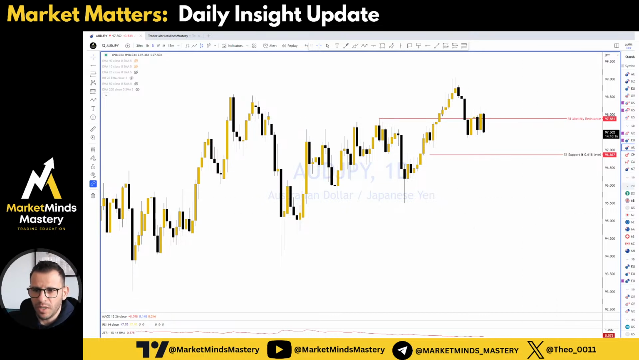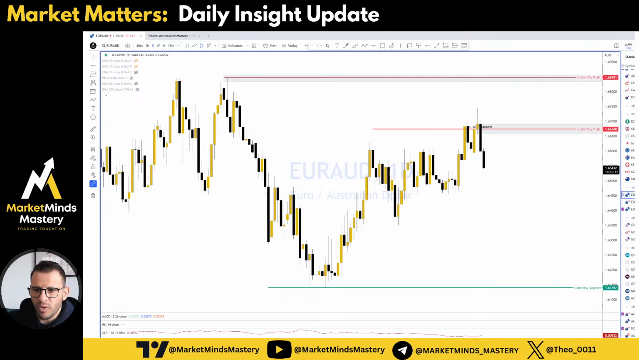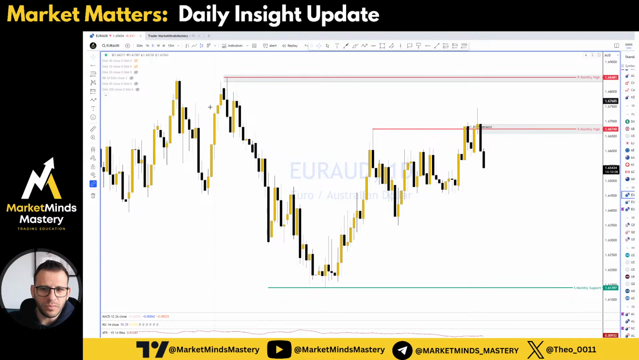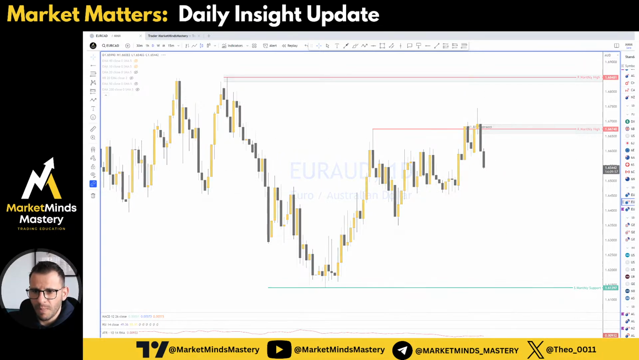Okay, so all the Japanese yen pairs are for sale today. Euro Australian dollar, I got the losing trade yesterday. It's one of the ideas that I sent on the Telegram. I got a losing trade on this one, so I'm looking for the next opportunity.